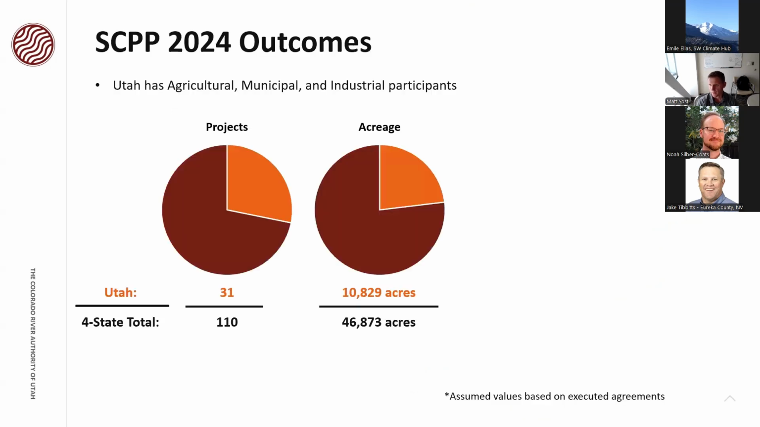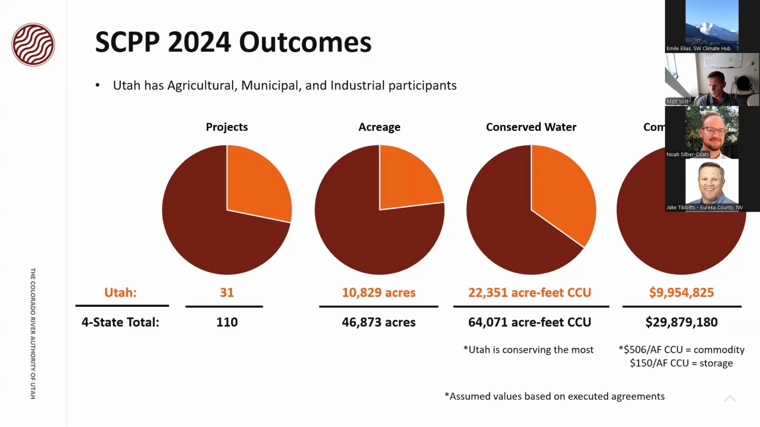Here's just a snapshot of what has occurred. In Utah, this year, we're still on 2024, there have been 31 projects, over 10,000 acres, and about 22,000 acre feet of consumptive use that has been saved. That's compensation of a little over $10 million for farmers to reduce their water use.